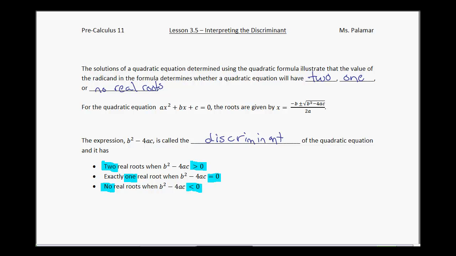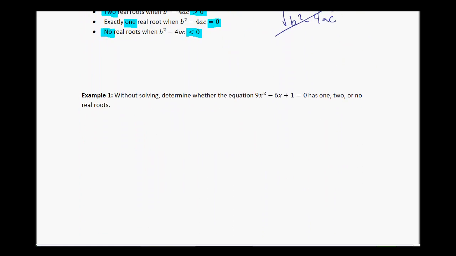We can see that this is true because b squared minus 4ac is inside the square root in the formula. And so when it is greater than 0, we have a possible situation of 2 real roots. But when it equals 0, it's going to go away and we're only going to have 1 real root. And when it's less than 0, we'll have no real roots because we cannot square root a negative. So let's look at this.